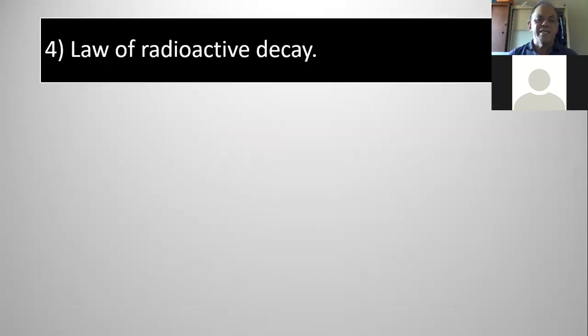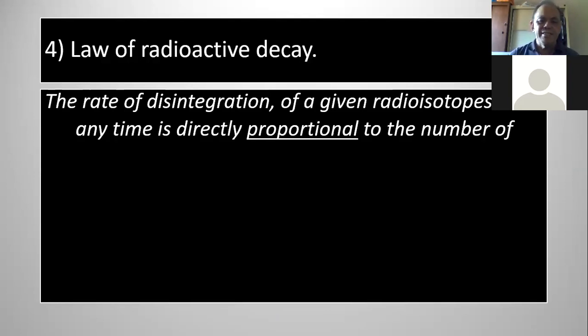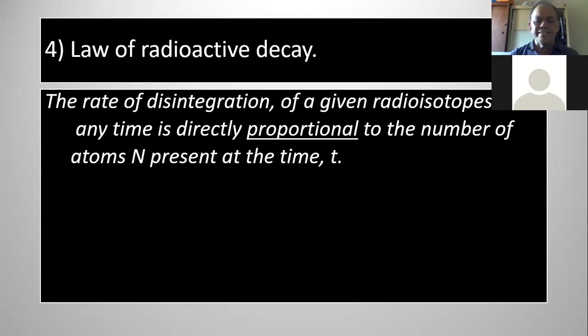Law of radioactive decay. That one is an experimental law. We can measure it, and what we found is that the rate of disintegration of a given radioisotope at any time is proportional to the number of atoms N present at that time. So if there is a greater number, then the disintegration is greater. That's what it means at a particular time.